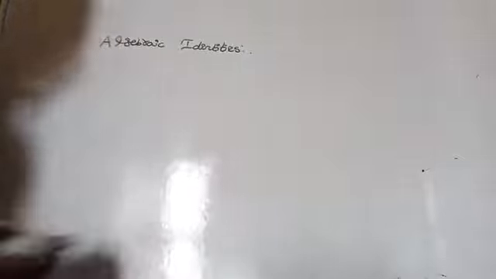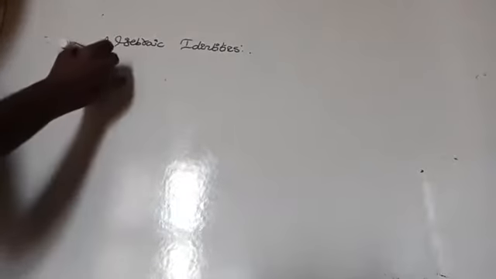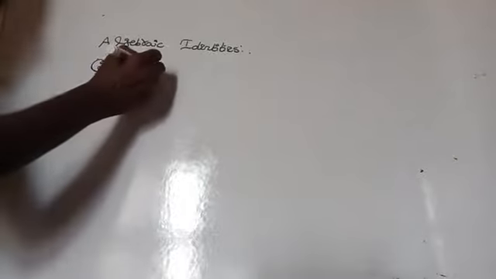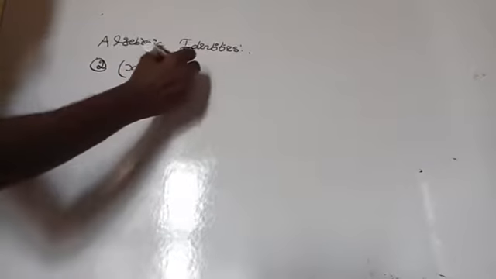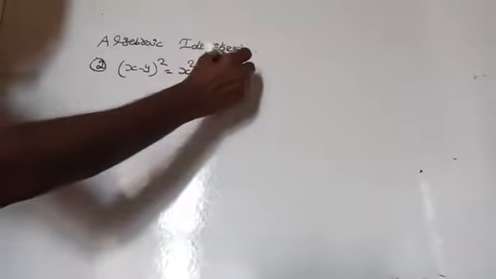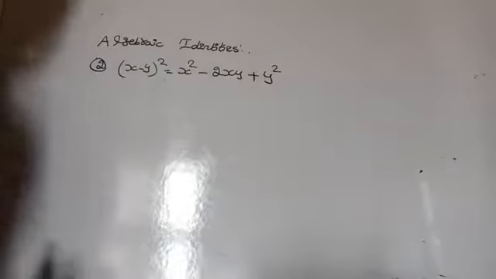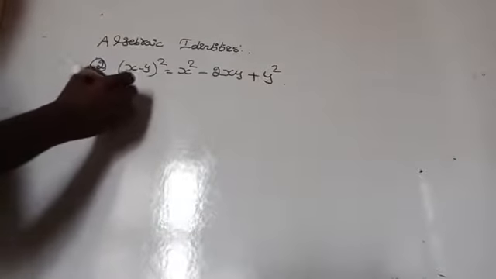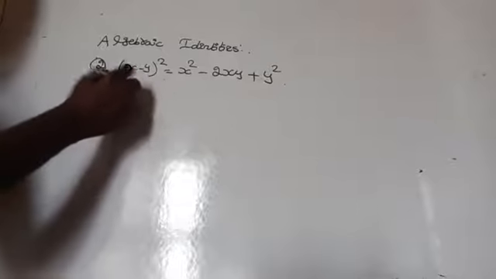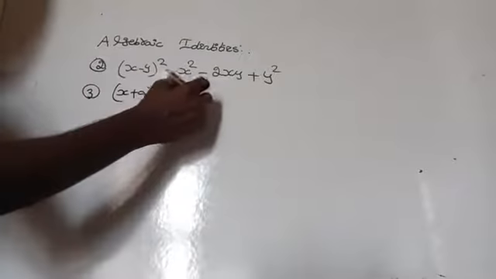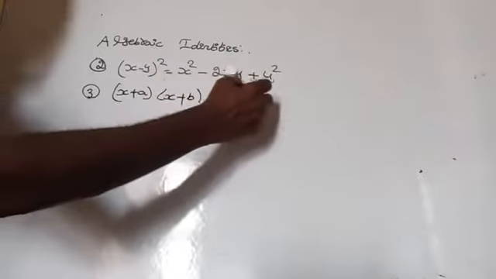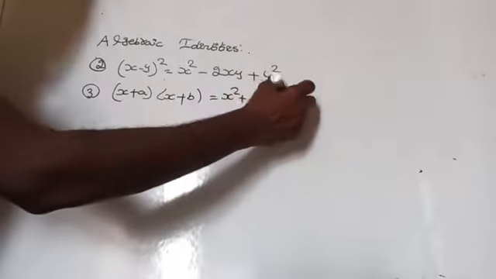Then the second identity: (x - y) the whole square, that means x square minus 2xy plus y square. Then the third one, (x + a) into (x + b), that means x square plus (a + b) x plus ab.